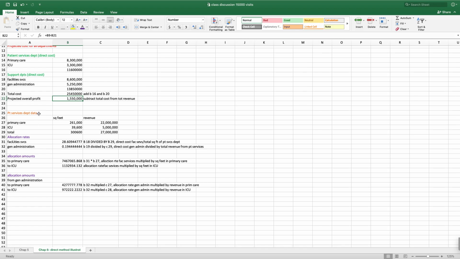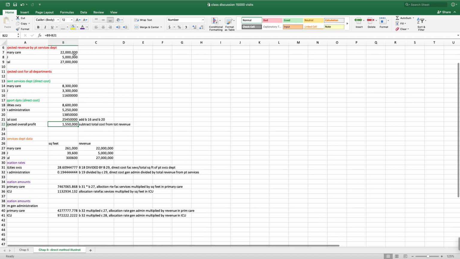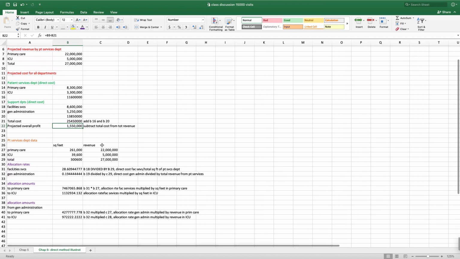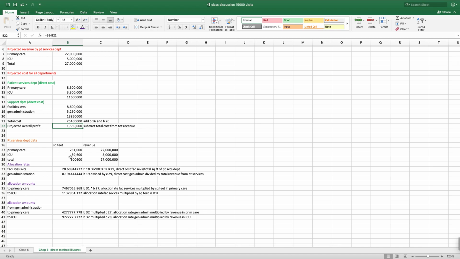Now we have some patient services department data. For primary care, the square footage is 261,000 and the revenue is coming from here, which is already given, so 22 million. ICU has square footage of 39,600 and revenue of 5 million, which is also given on the top, so it's the same thing here. So the total square footage is 300,600 for the patient services department, and the revenue is the same as the total revenue we got before.